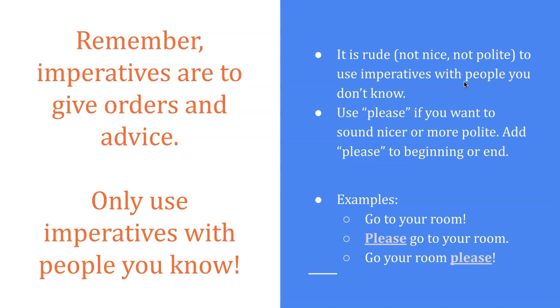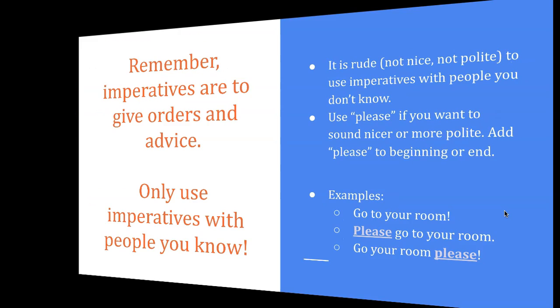If you want, you can use please in imperatives. You can use please at the beginning or at the end of the sentence. For example, when you say, go to your room, go to your room is an order. If you want to sound nicer, you can say, please go to your room. Or, go to your room, please. Use please at the beginning or at the end to make the imperative a little nicer, a little more polite.